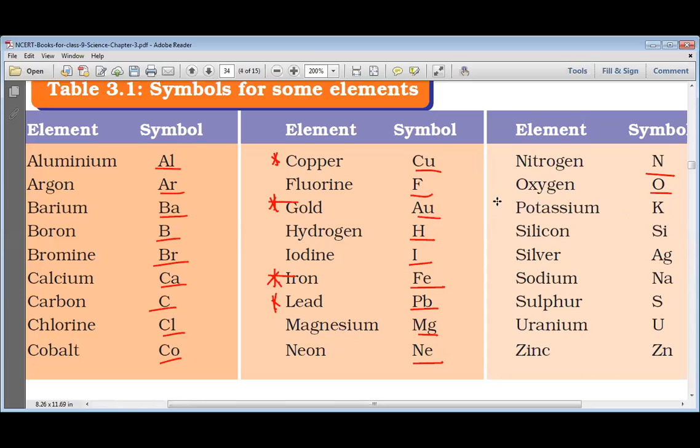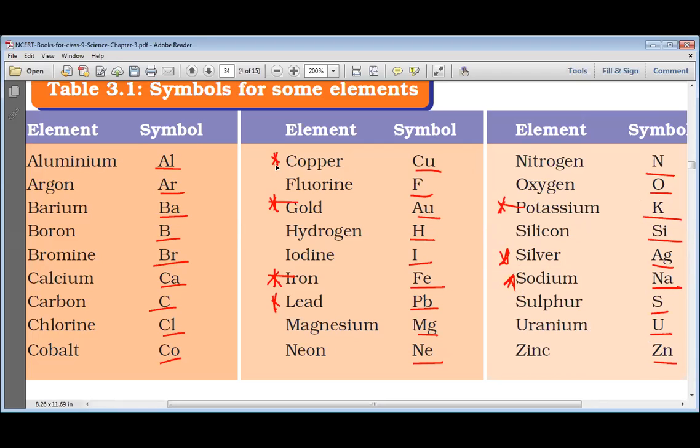for potassium we write K, for silicon we write Si, for silver we write Ag, for sodium we write Na, for sulfur we write S, for uranium we write U, for zinc we write Zn.